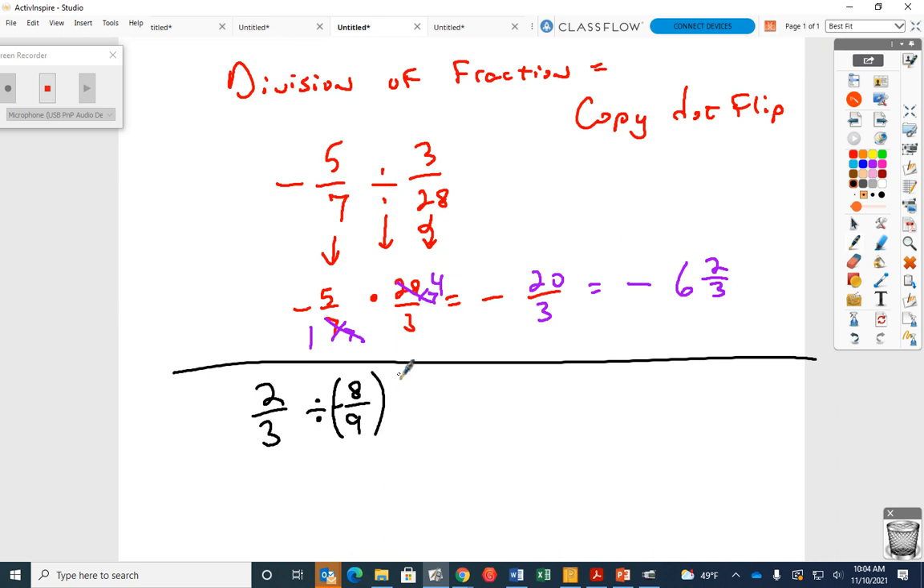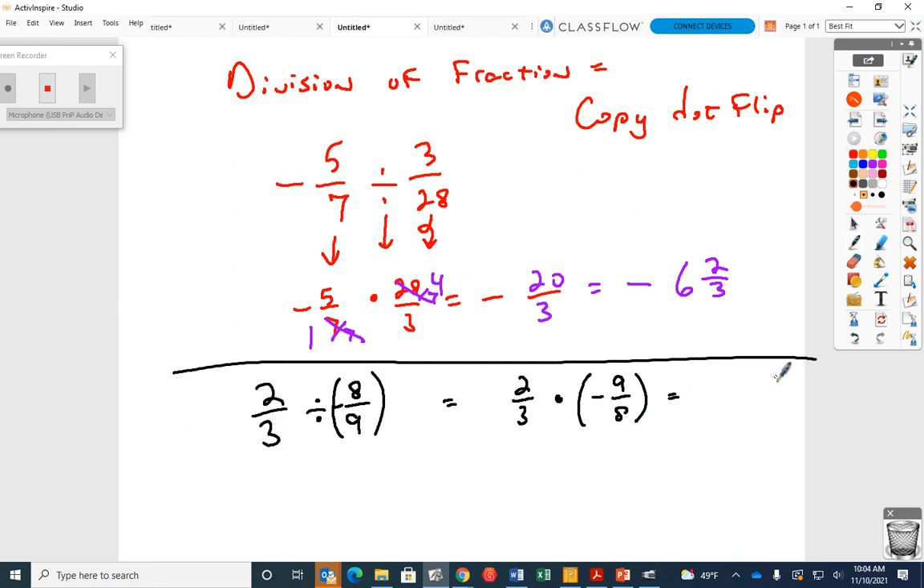Before I do anything, what's my rule? Is this division of fractions? And that only applies if there's one fraction. If there's more than one fraction, obviously it applies. Okay, so I'm going to copy what? Copy, dot, flip. So I'm going to copy. Becomes dot. And if I flip negative 8 over 9, what is that going to be? Negative 9 over 8.